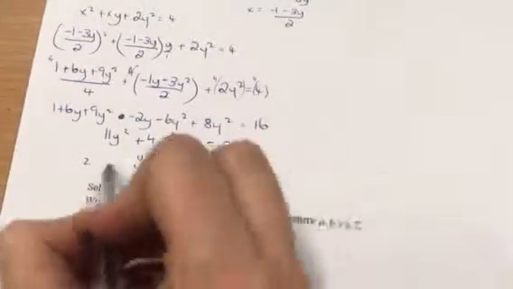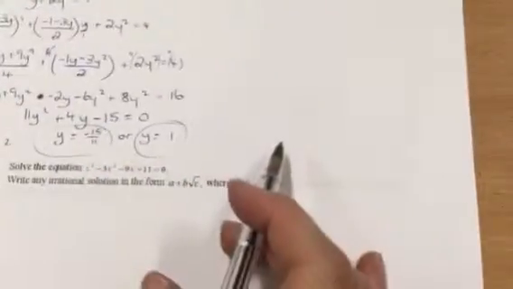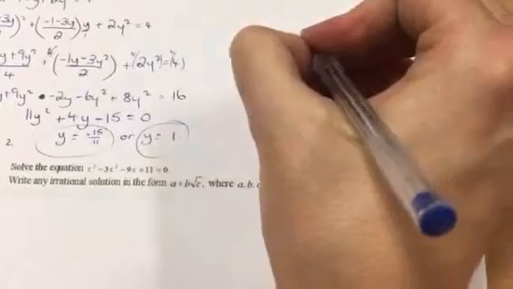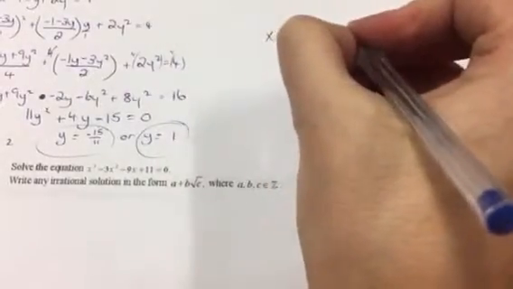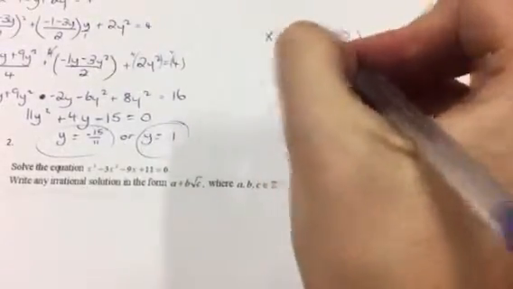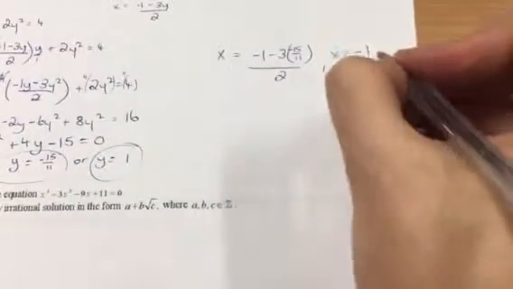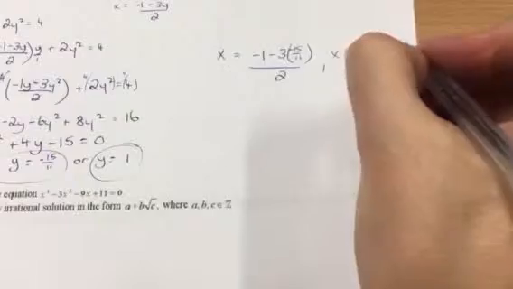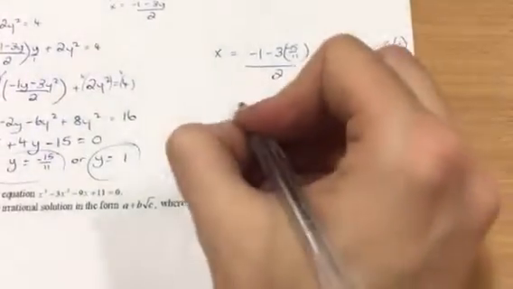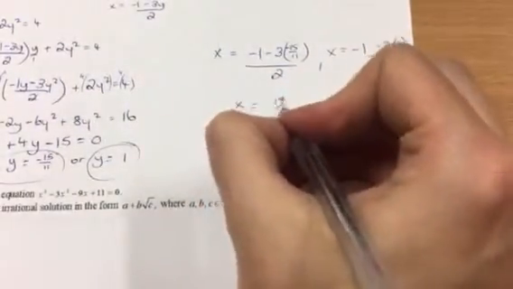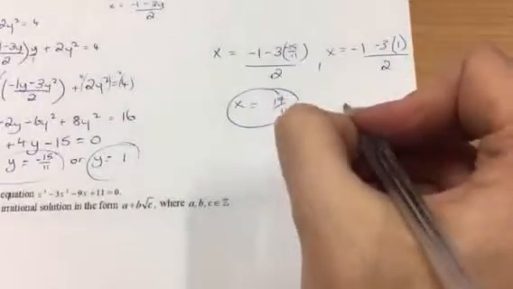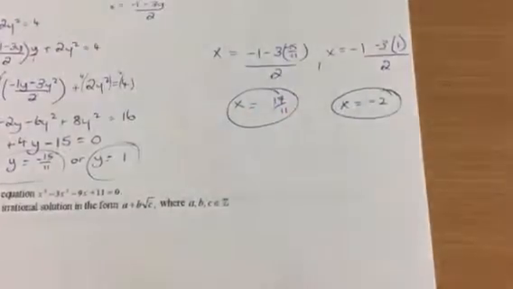You're not done. You need to find out what x is. So in order to find out what x is, you need to just go x is equal to minus 1 minus 3 times minus 15 over 11 all over 2. And x is minus 1 minus 3 times 1 all over 2. You end up at x is equal to 17 over 11. It's another solution, and x is equal to minus 2. There's all 4 solutions.